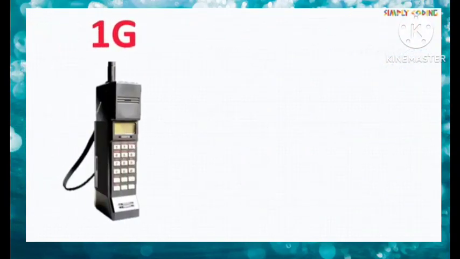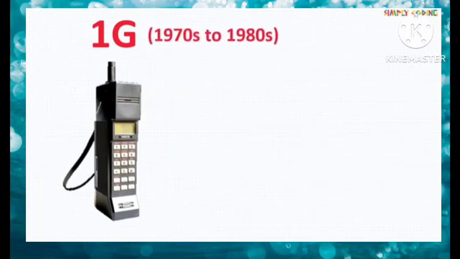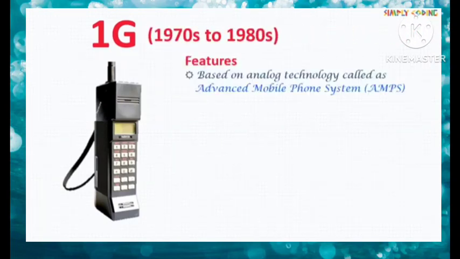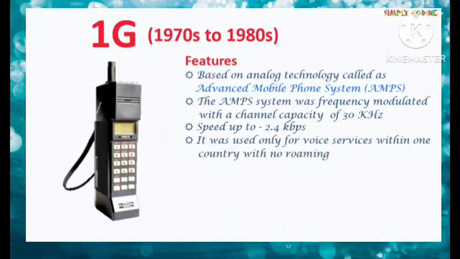The first generation introduced mobile phones between the 1970s and 1980s. It was based on analog technology called Advanced Mobile Phone System or AMPS. The AMPS system was frequency modulated with a channel capacity of 30 kHz. Its basic features were speeds up to 2.4 kilobits per second. It was used only for voice services and within one country with no roaming.